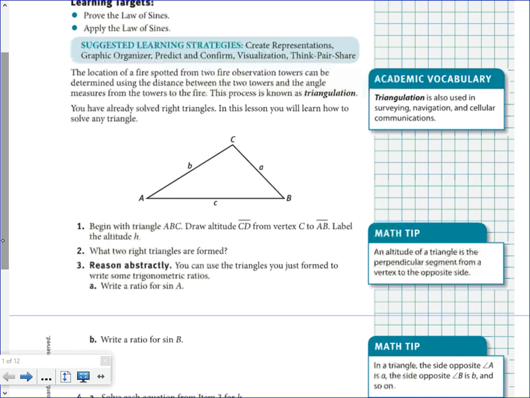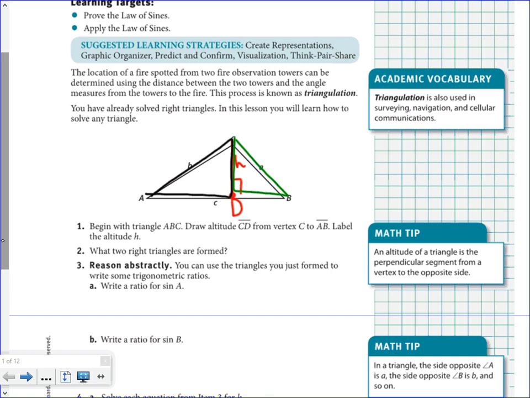It says begin with our triangle and draw the altitude CD from vertex C to AB. Remember, your altitude is perpendicular from a vertex. So start at vertex C, and then we are going to go perpendicular to point D. Then they said label the altitude H. So this is H. And then it asks what two right triangles are formed. Do you see we have this triangle here and this triangle here?